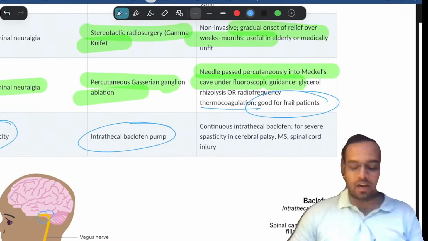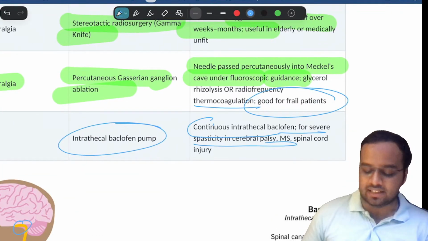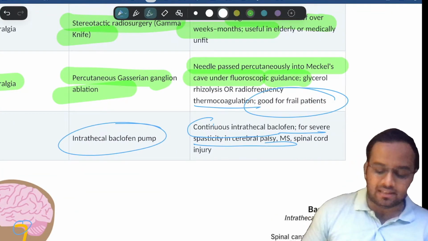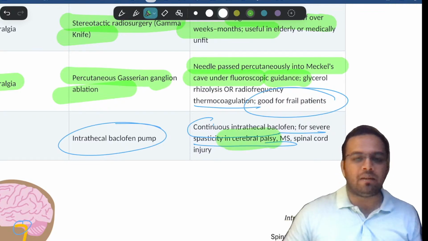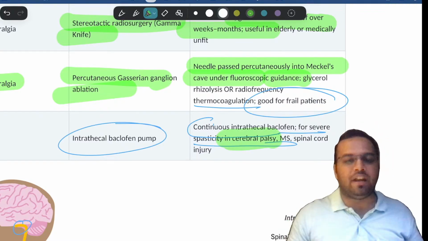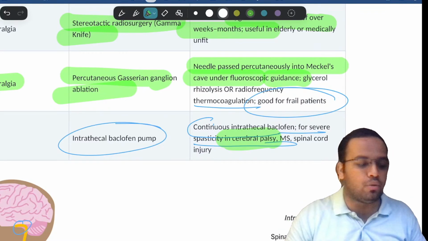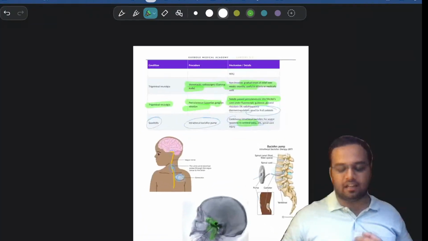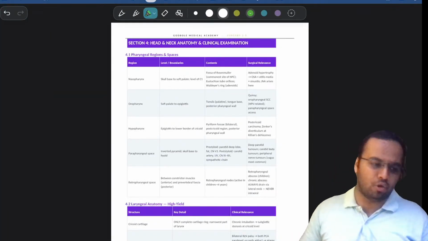So, continuous intrathecal baclofen infusion for severe spasticity in cerebral palsy. We know that in children with cerebral palsy, there might be chronic contractures. Whenever the contractures are present, the child is not able to move, and you can use what is called intrathecal baclofen therapy. So I hope it is clear.